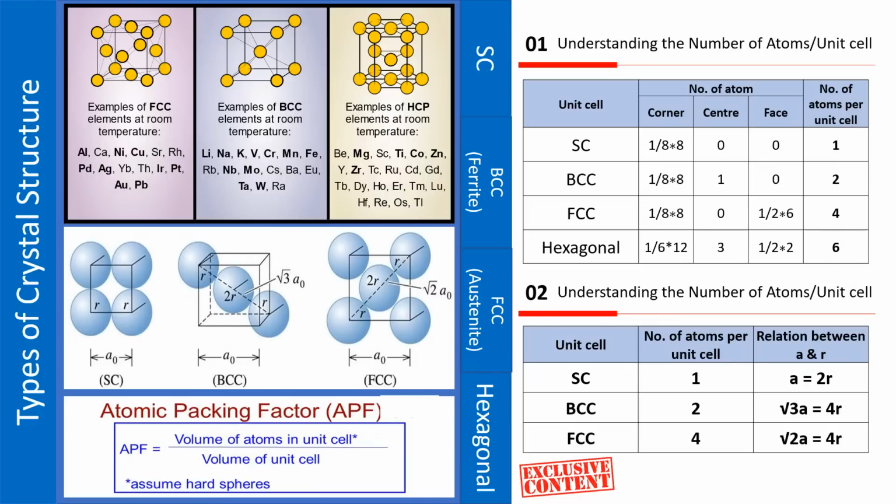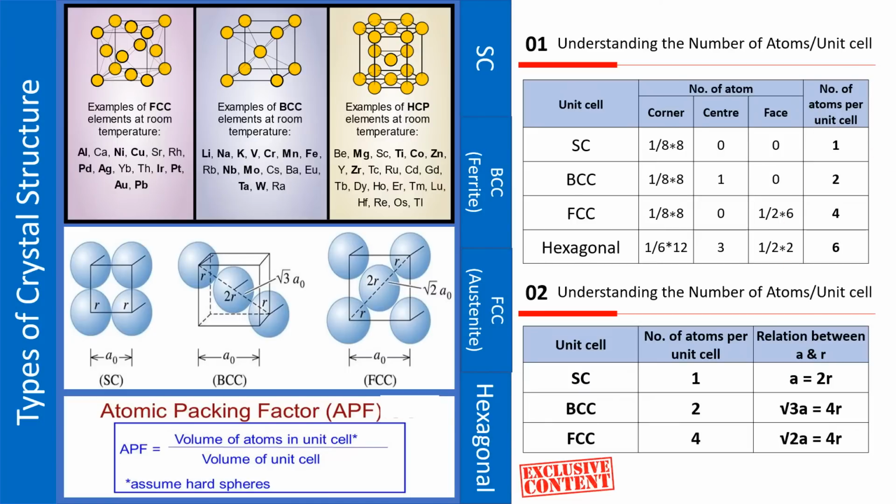So this is the first step which we really need to understand. In BCC we are having 2 atoms per unit cell. In FCC we are having 4 atoms per unit cell. So this is something which is a basis which will be used throughout the metallurgy of BCC and austenitic structures, which is commonly used in process industry. So this is first step. We really need to understand how these atoms are contributing per unit cell.